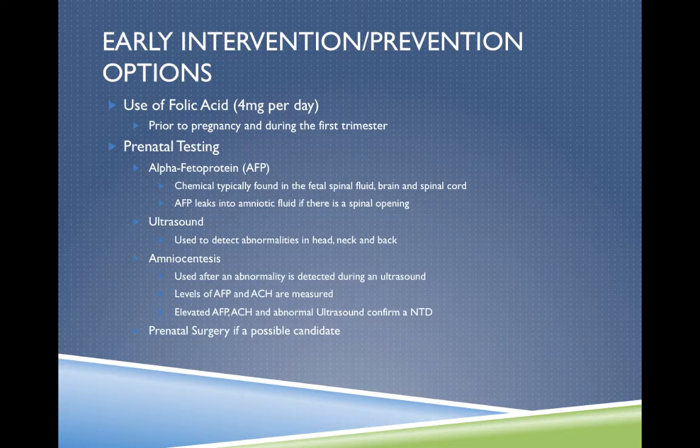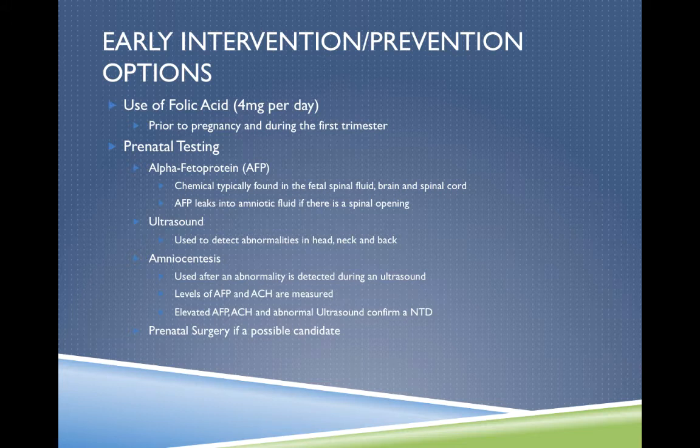The general method of testing: the first step is the alpha-fetoprotein, or AFP testing. AFP is a chemical typically found in the fetal spinal fluid, brain, and spinal cord. The AFP leaks into the amniotic fluid if there's a spinal opening, so they test the amniotic fluid to see if AFP is present.